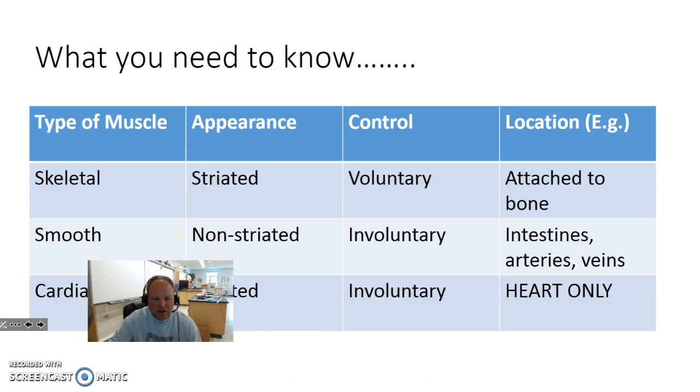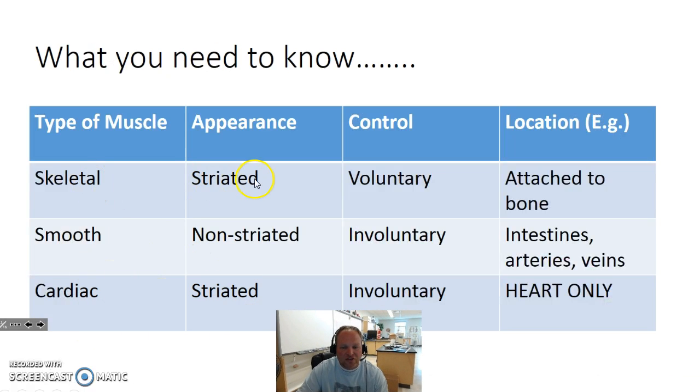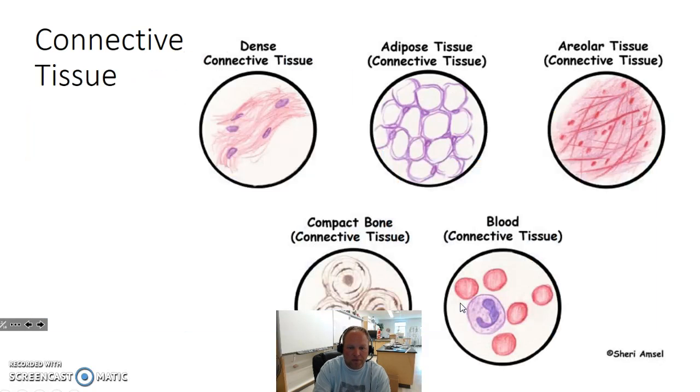So there's your chart. So your chart is skeletal or striated, voluntary, attached to bone. Examples are any muscle attached to bone. Smooth is non-striated, involuntary, intestines, arteries, and veins. Cardiac is striated, involuntary, and heart only. Good job, you got 2 of the 4.